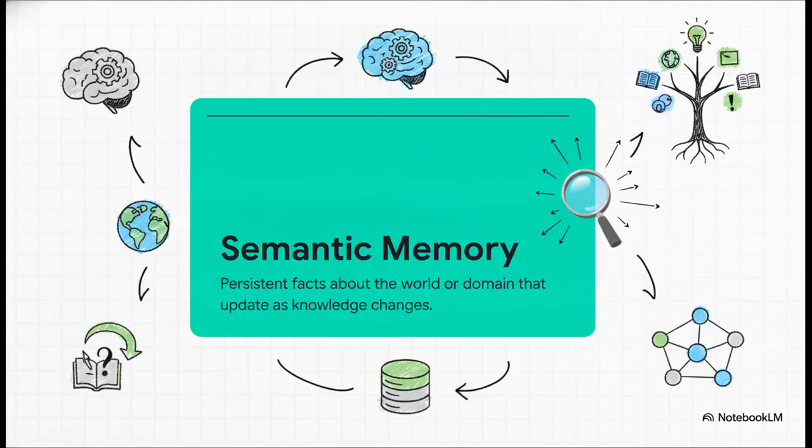Third, we have semantic memory. While episodic memory is all about specific events, semantic memory is entirely about persistent facts. This is the agent's core knowledge base. It tracks what is true about the world, about specific domains, or even your user preferences. And it's constantly updating as new, verified information comes in.